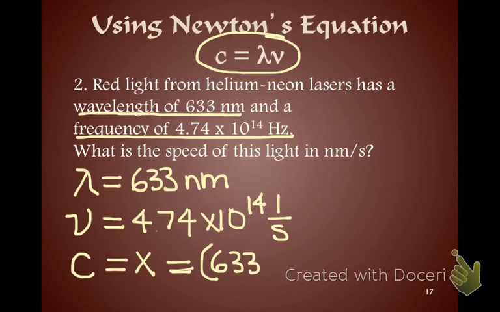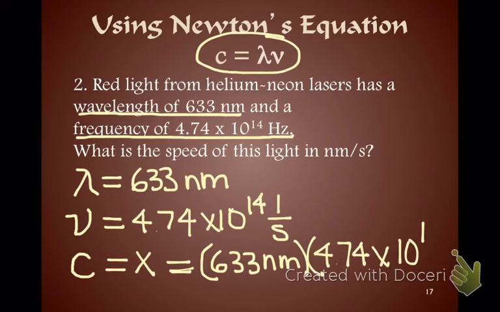633 nanometers times 4.74 times 10 to the 14th per second. Then you can type that into your calculator. So 633 multiplication sign 4.74 EE 14, enter. And after you do all of that work, you should get a value of 3 times 10 to the 17th nanometers per second.